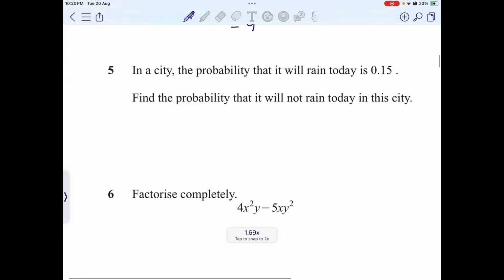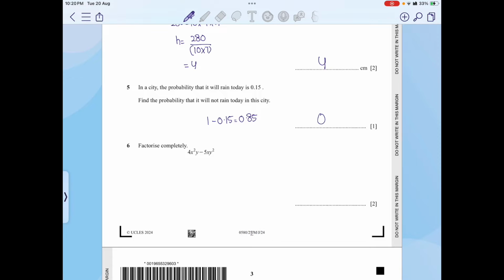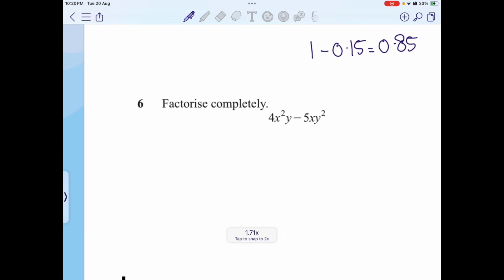In a city, the probability that it will rain today is 0.15. Find the probability that it will not rain today. Because the total probability is 1, either it rains or does not rain, so we can just do 1 minus 0.15, and that gives us 0.85. The next question says factorize completely.